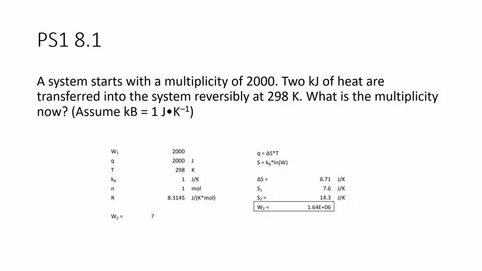Now we have our initial W value, which can give you your initial S value. So when you solve for that, you get 7.6 joules per Kelvin, and now you can use the definition of delta S, which is S2 minus S1, which rearranges so that you get delta S plus S1, and you get your S2 value of 14.3, which you can then solve to get your W2 value of 1.64 times 10 to the 6th.